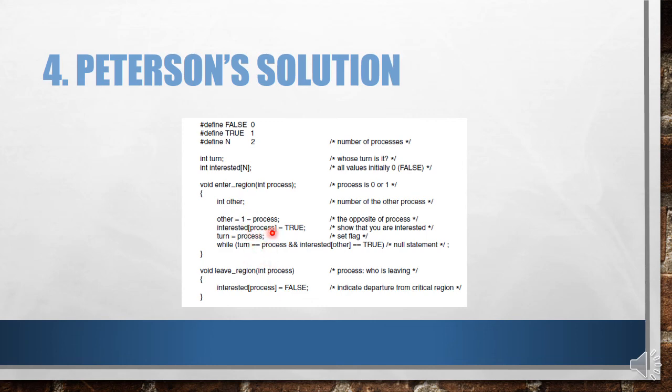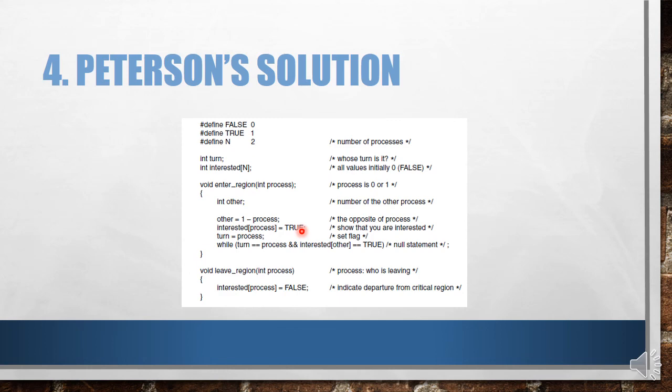An event that happens only when process 0 calls leave region to exit the critical region. Now consider the case that both processes call enter region almost simultaneously. Both will store their process number in turn. Whichever store is done last is the one that counts. The first one is overwritten and lost. Suppose that process 1 stores last, so turn is 1.